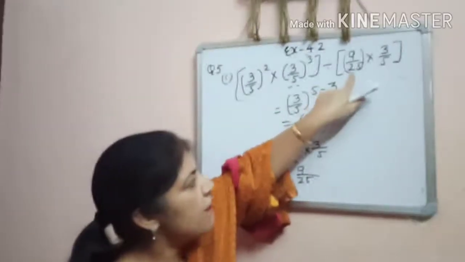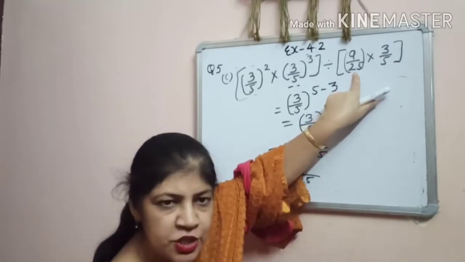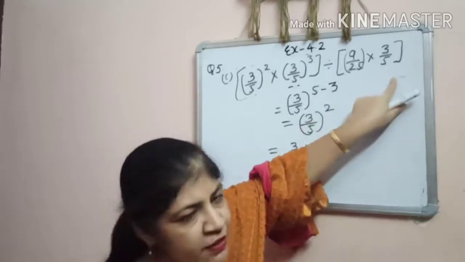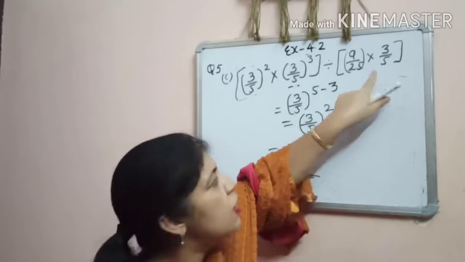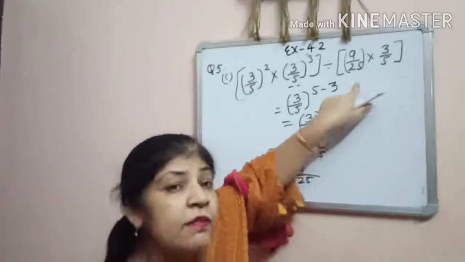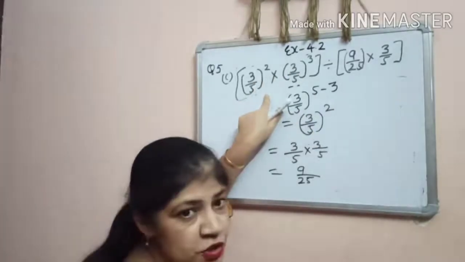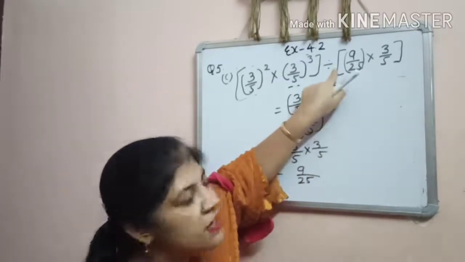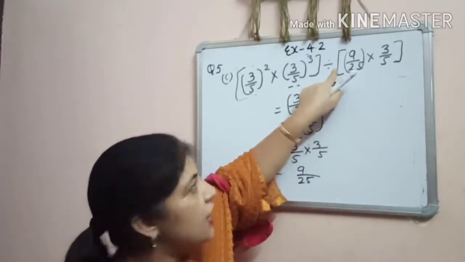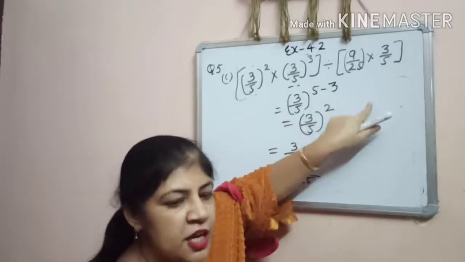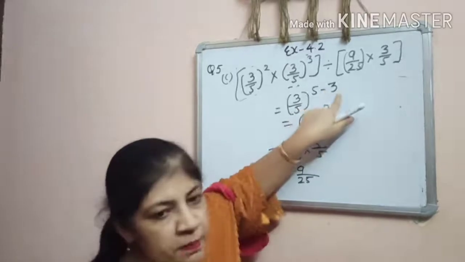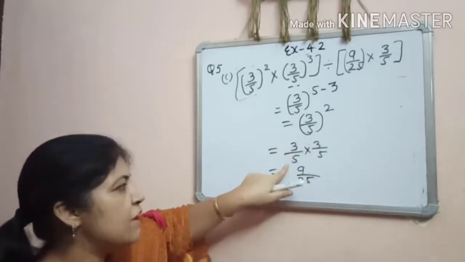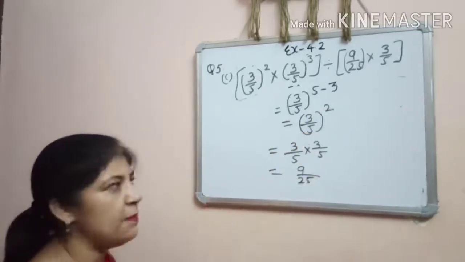And now here you have to convert this number in exponential form. You will get 3 by 5 square. 3 by 5 square and 3 by 5 raised to the power 1 same. Power will be added. You will get 3 by 5 raised to the power 3. Now this is 3 by 5 raised to the power 5 and this is 3 by 5 raised to the power 3. And you are dividing them. Means bases are again same. Powers are different. In case of division, the powers will be subtracted. So you will get 3 by 5 square, means 3 by 5 into 3 by 5. You will get 9 by 25.